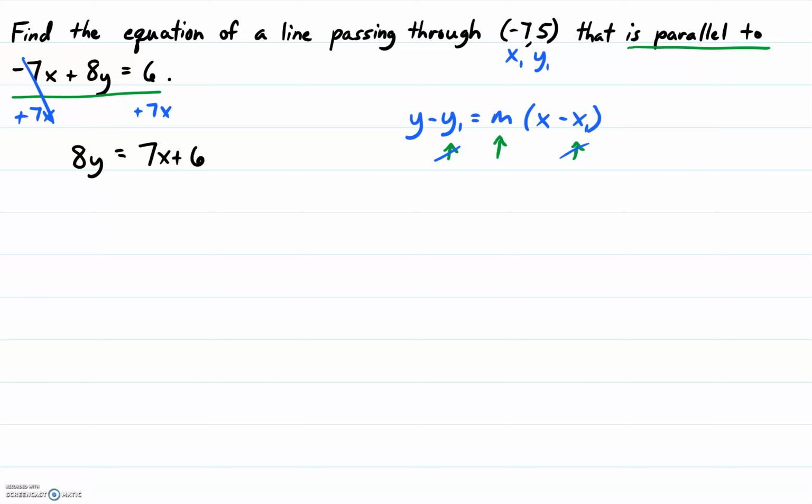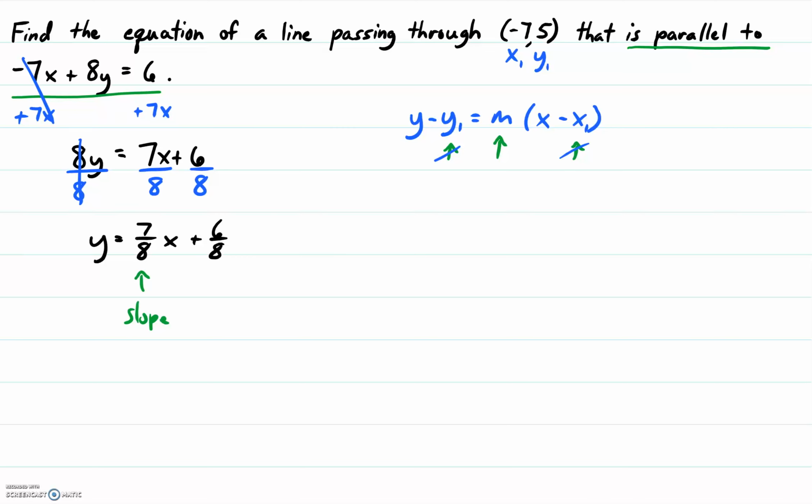And then to get y completely by itself, we're going to divide both sides, which is the same thing as dividing all three terms, by 8. And that's going to give us y on the left-hand side is equal to 7 over 8 x plus 6 over 8. Now, we don't really care about any of this except for the slope. And the slope is going to be the number that's bunched right up next to the x. So the slope of the line that we were given is 7 over 8. And we want to be parallel to the line that has a slope of 7 over 8.